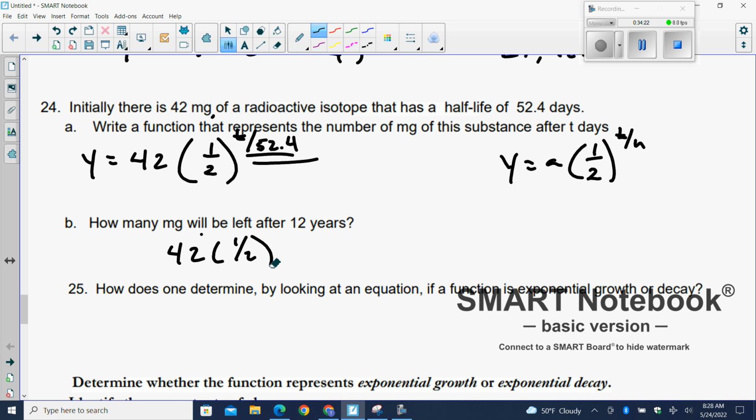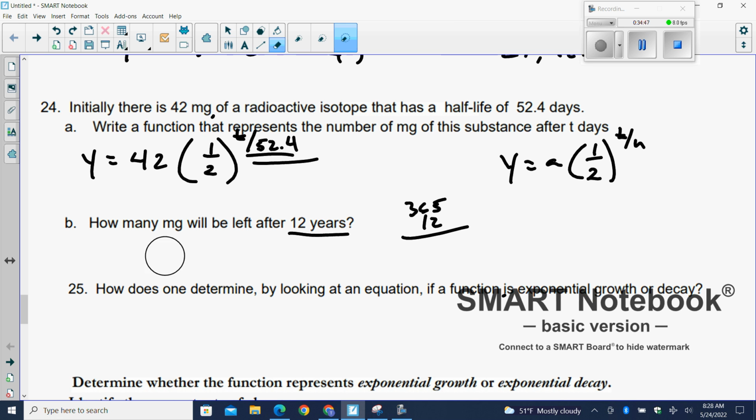The radioactive isotope has a half-life of 52.4 days. How much will be left after 12 years? How many days is 12 years? There's 365 days in a year. We're going to skip the leap year thing. So 12 times 365 equals 4,380 days.